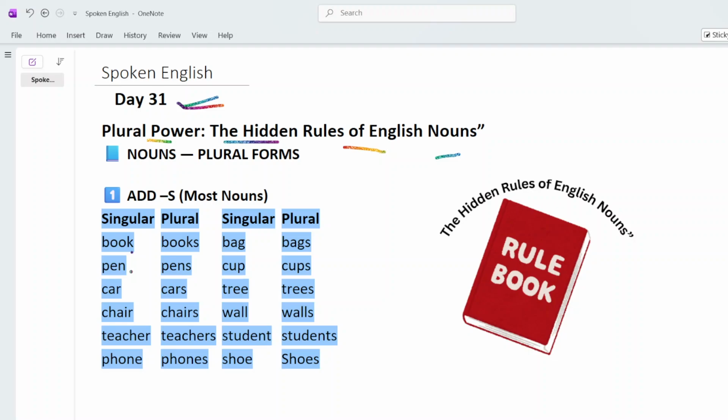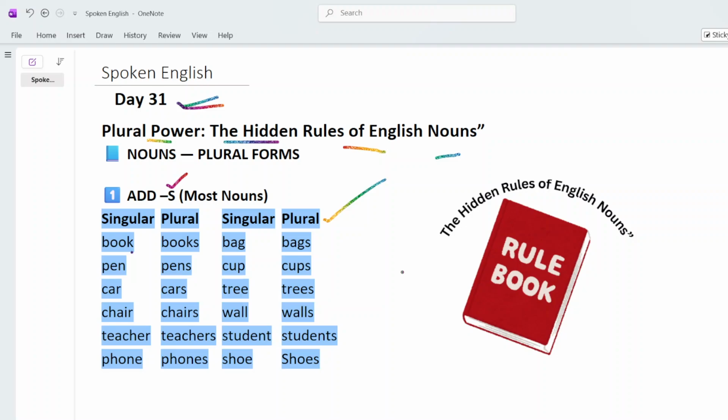Whenever the words end with simple pronunciations, for example in the word pen, you're just ending the word with an n sound. Car is ending with an r sound, and there is no blockage when you're pronouncing these words on your screen. So what happens? You're just going to simply add an S to change them into a plural form.